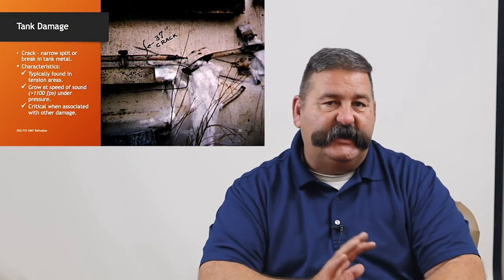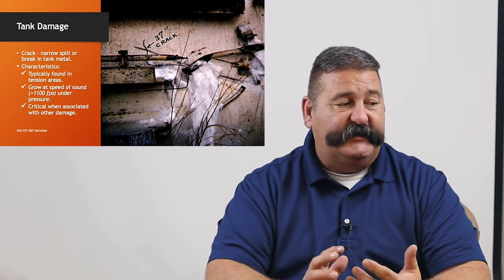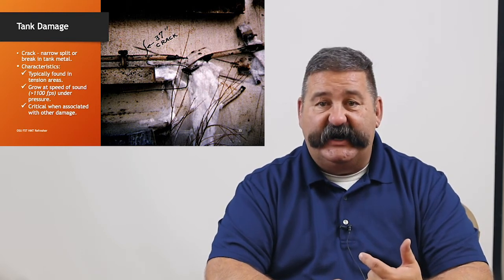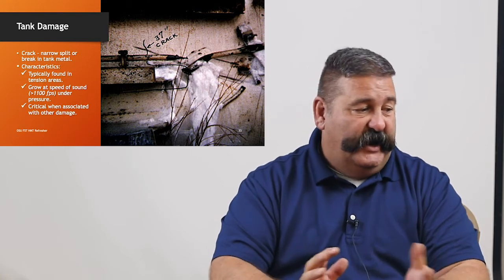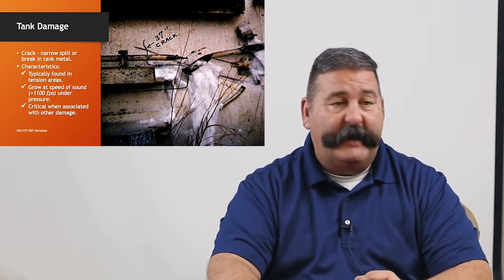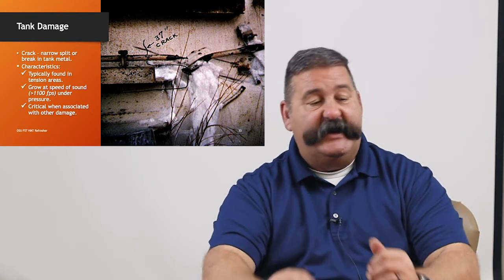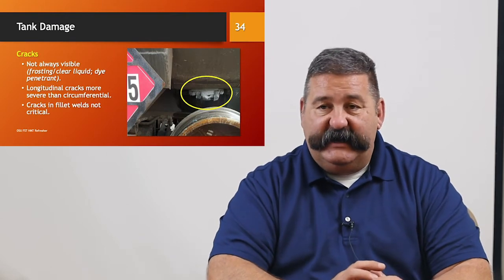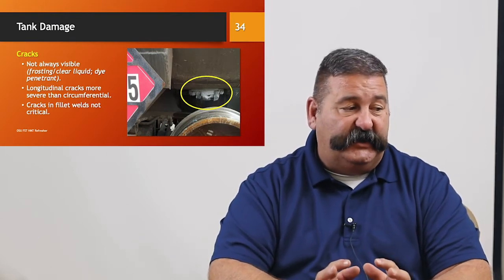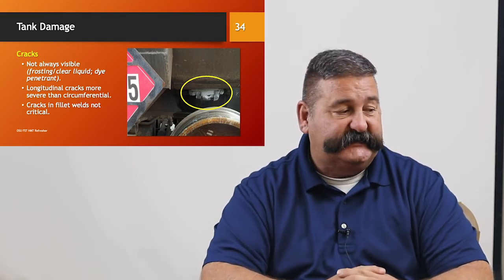A crack, when you're looking at the cracks in these containers, is going to be a narrow split or break in the tank material. Typically, it's found in tension areas. It can grow at the speed of sound under pressure, and is critical when associated with any other type of damage. So if I've got a dent, you're probably going to have a crack in there as well. They're not always visible, like I said, but there might be some frosting or clear liquid or dye penetrant coming out of this container, depending upon what type of product's inside.